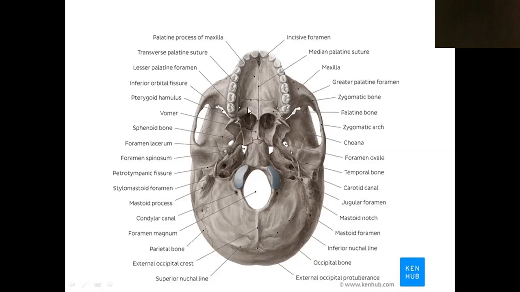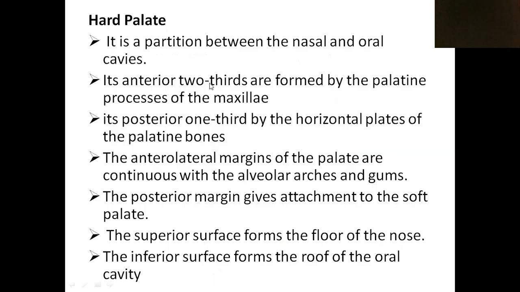This means the hard palate is made up of four plates. What are the four plates? Right and left palatine process of the maxilla, right and left horizontal plates of the palatine bone. So the anterior two-third is formed by the palatine process of the maxilla, that is clear. The posterior one-third is formed by the horizontal plates of the palatine bone, that is also clear.